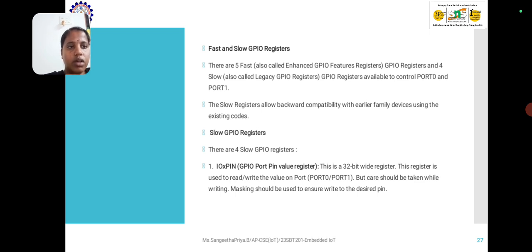The first one is the 32-bit wide port pin value register. This register is used to read or write the value on the port, that is on port 0 and port 1, but care should be taken while writing. Masking should be used to ensure the write goes to the desired pin.